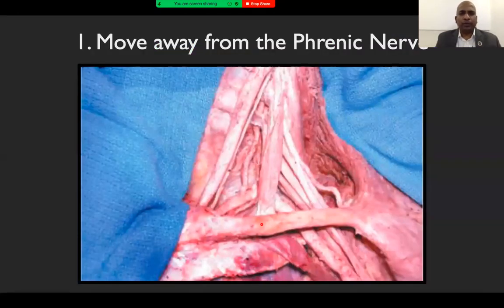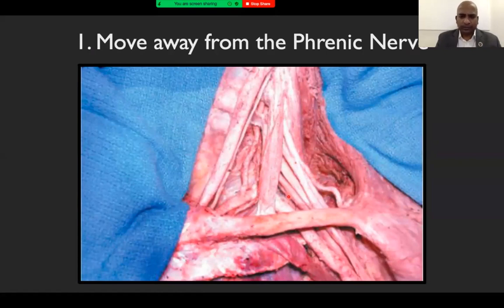Move away from the phrenic nerve. If you look at this, this is the anterior scalene muscle and this is the middle scalene muscle and these are all the trunks. You can see the phrenic nerve runs from lateral to medial. This is C5, C6, C7, C8 and T1. C5 and C6 join to form the upper trunk. C7 forms the middle trunk, and this is the inferior trunk. You can see the suprascapular nerve takes off from the trunk.